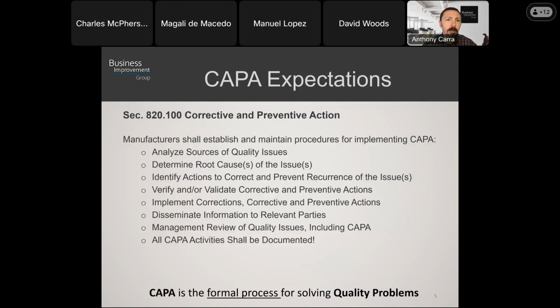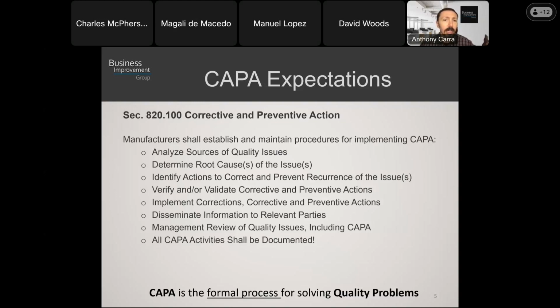So it's not necessarily verbatim, but the expectation is that manufacturers will maintain procedures, and when we say establish, it means actually execute procedures and provide records of objective evidence that the process is being followed. One is to analyze sources of quality issues, right? Being able to look across your quality system, look within your organization to identify where you may have some quality issues, escalate those into a CAPA process so that you can investigate, determine root cause.